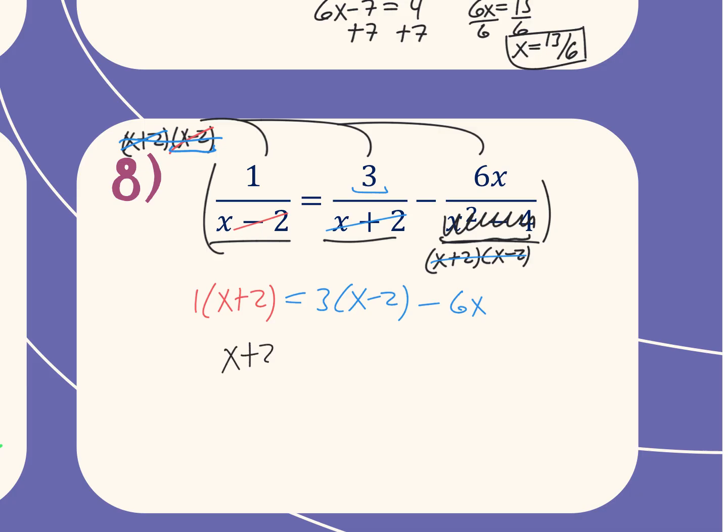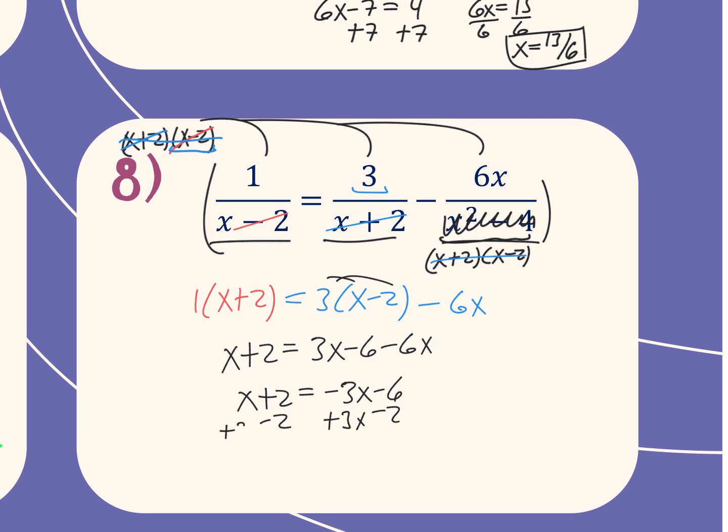All right, and then this is just a super simple equation. I get an x plus 2 on this side. The other side I can distribute the 3. I get a 3x minus 6 minus 6x. And so I get an x plus 2 equals negative 3x minus 6, and then solve for x. So minus 2, add 3x. And so I get a 4x equals negative 8. Divide by 4, and so I get x equals negative 2.